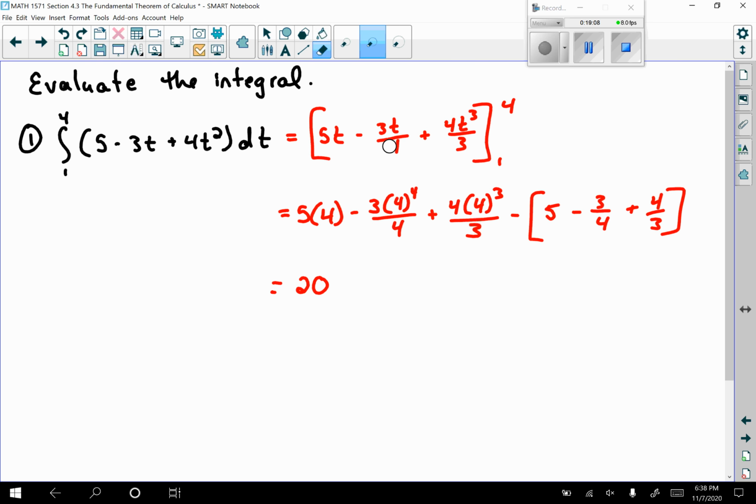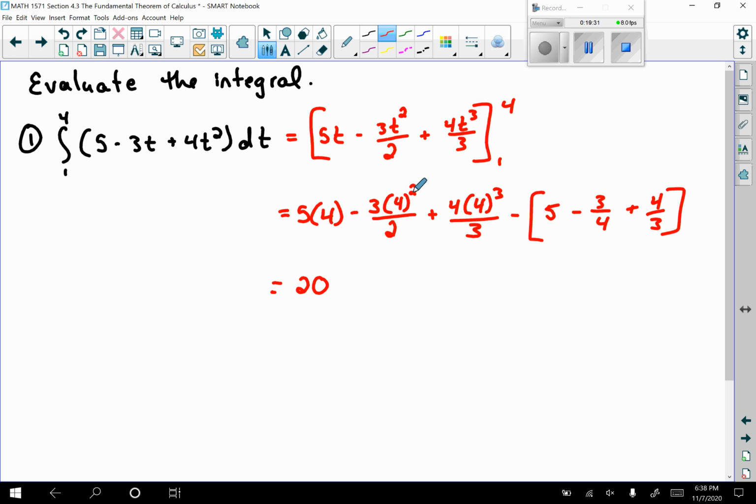And I see a mistake right here. I think I was just thinking of the 3. But that should be a 3t squared over 2. The downside of making these video lessons, I don't have students in front of me to point out when I make a mistake. Luckily, I caught that in that step.